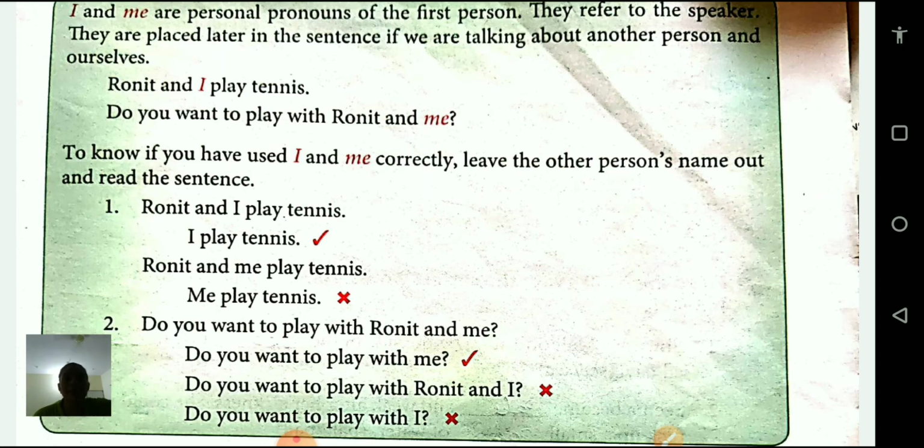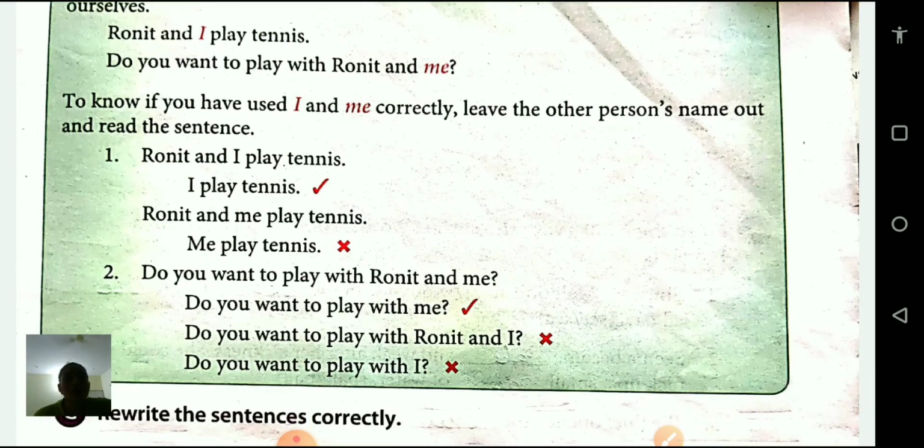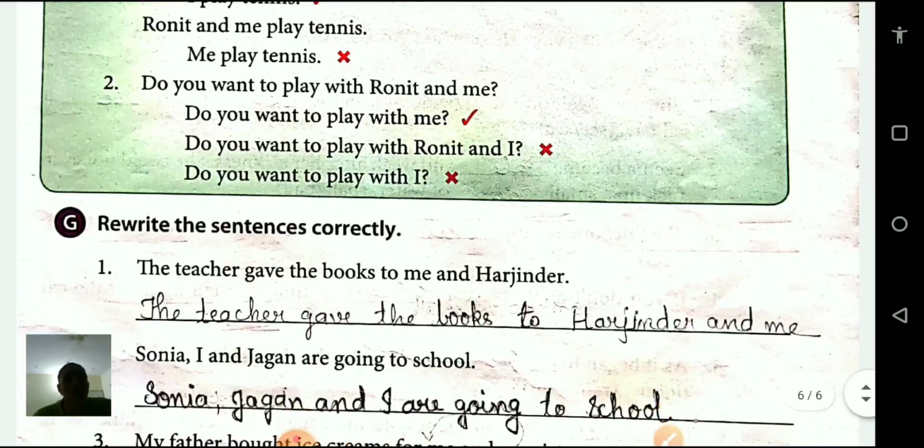Rohit and me play tennis. Leave Rohit out. Me play tennis. It's a wrong answer. Do you want to play with Rohit and me? Do you want to play with me? It's correct. Do you want to play with Rohit and I? Now leave Rohit out. Do you want to play with I? It's wrong.